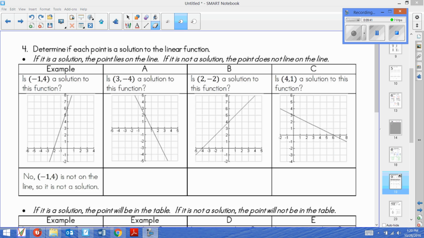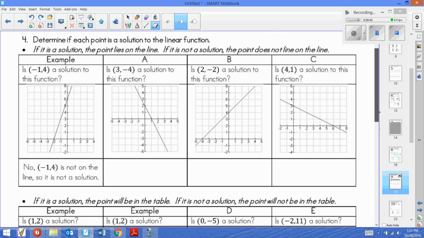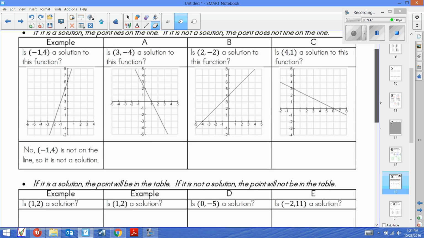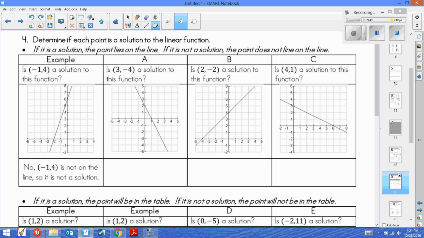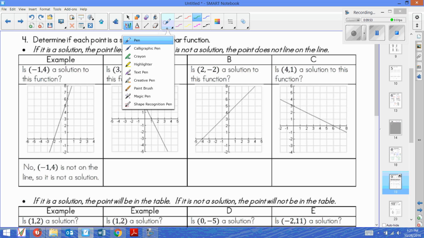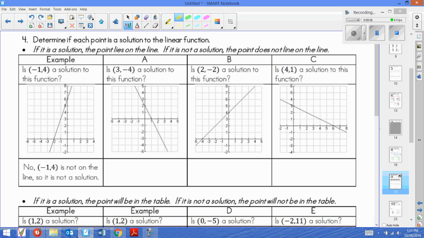Moving on to the next page, it's basically an entire page of asking whether something is or is not a solution. So in order for something to be a solution, it has to either make the table true, the picture true, or the function itself true. So if it's a solution, the point lies on the line. If it's not, the point does not lie on the line.